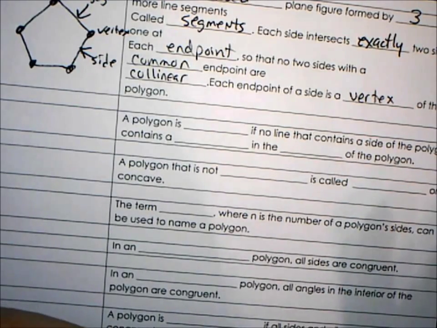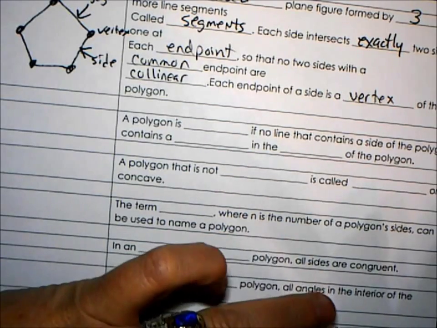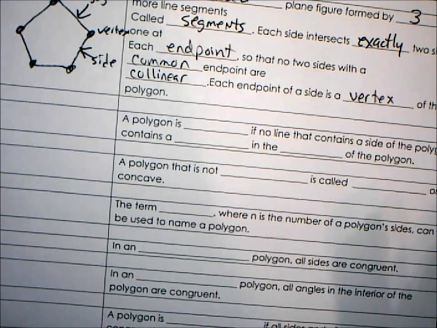You have a hexagon, 6-sided. You have a heptagon that is 7, an octagon that is 8, a nonagon that is 9, and a decagon that is 10, and it goes on from there. But those are your basic ones that you deal with.